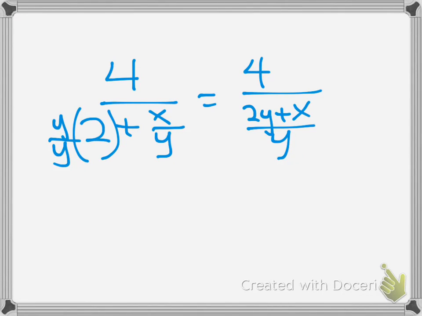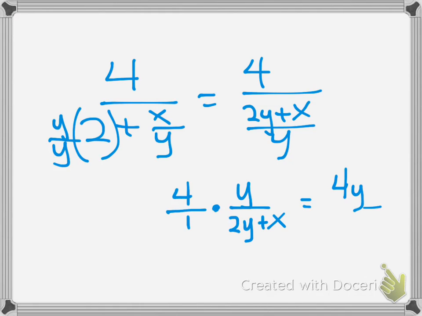So to finish this problem off, we're just going to multiply. We're going to divide, but we're dividing by changing the division to multiplication and flipping that second fraction. So then we wind up with 4y over 2y plus x. Now, that's not the only way we can do this.